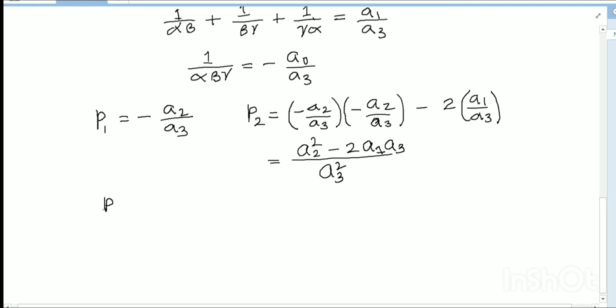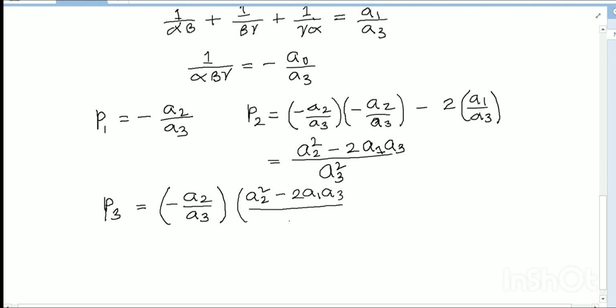Now I have to find out p3. How can I find p3? Because you see the formula. What is my formula? You have to check. That is minus a2 by a3 into p1, where p1 is minus a2 by a3, then a1 by a3 into p2, where p2 is a2 square minus 2 a1 a3 divided by a3 square. This is the formula of the Newton sum.